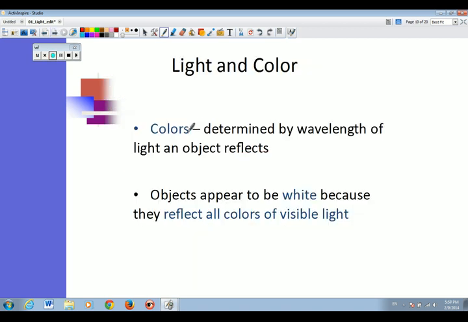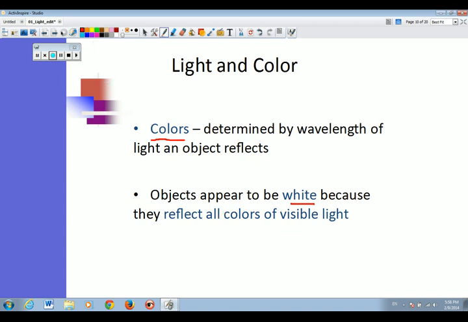Now, with light and color, the colors of light are determined by the wavelength that an object reflects. You see things because light reflects off of them. Objects appear to be white because all of the available colors of visible light are bouncing off of it. Your eye puts it all together and says, oh, that's white light.